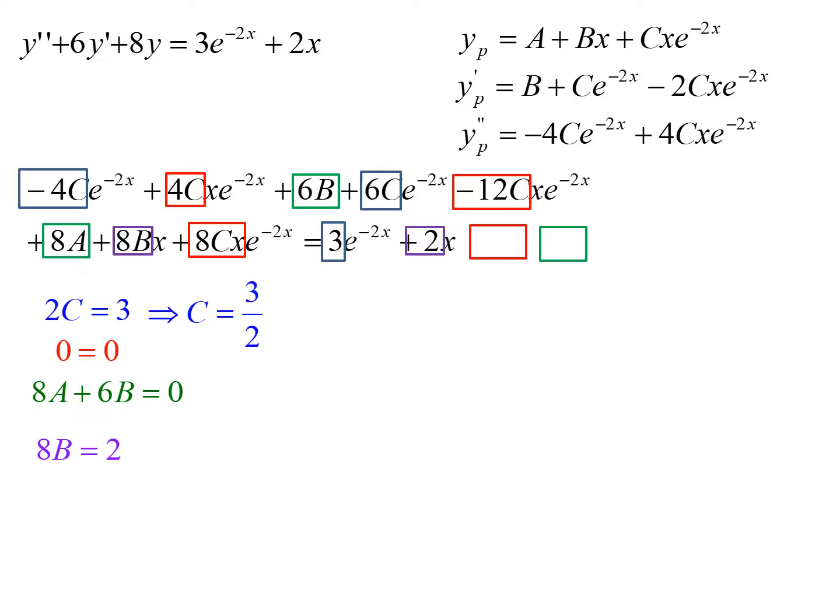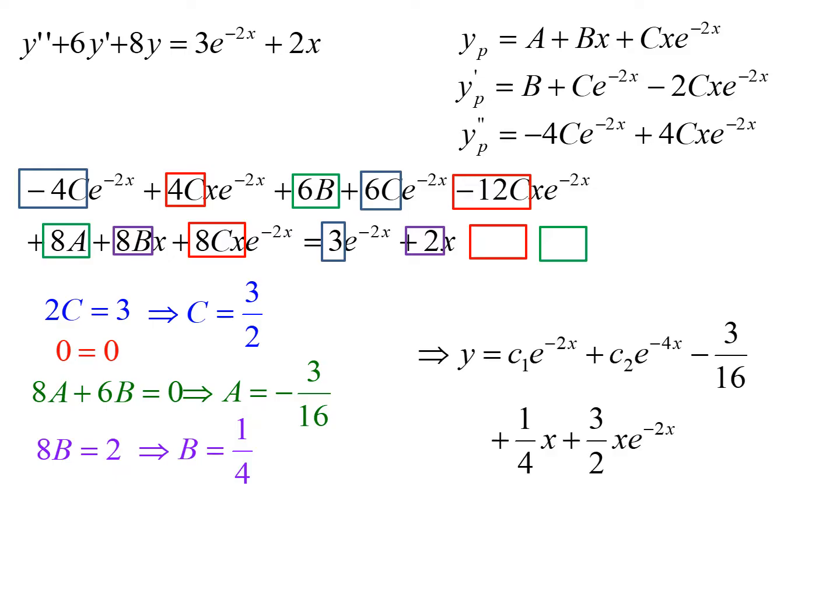And if 8b equals 2, then b has to be 1/4. Now b is 1/4. We can plug that into the middle equation, so 8a plus 6 times 1/4 has to equal 0. And we can solve that to find that a is negative 3/16. So that means that our yp is going to be negative 3/16 plus 1/4 x plus 3/2 x e to the negative 2x. And we can put that together with our yc to form our overall solution.